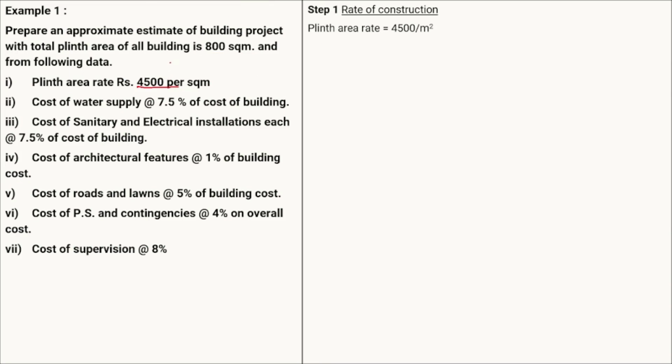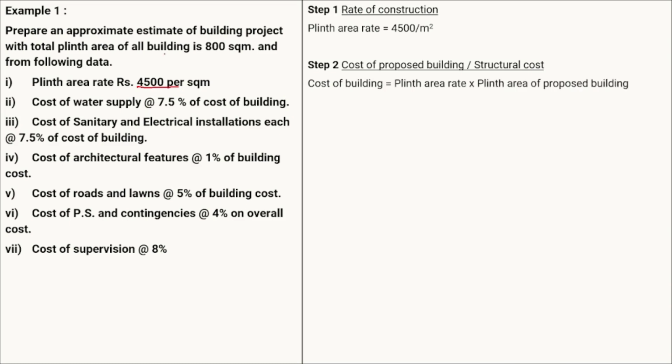Okay, next step will be the cost of the building, or the structural cost. We have already seen the cost of the building. The formula for the cost of the building will be equal to the plinth area rate, whatever our plinth area rate is. The cost of the building is defined upon the rate of construction. Now here the rate of construction is the plinth area rate, so we multiply it with the plinth area. Here we take the plinth area of the proposed building, which is given as 800 square meter in our numerical.